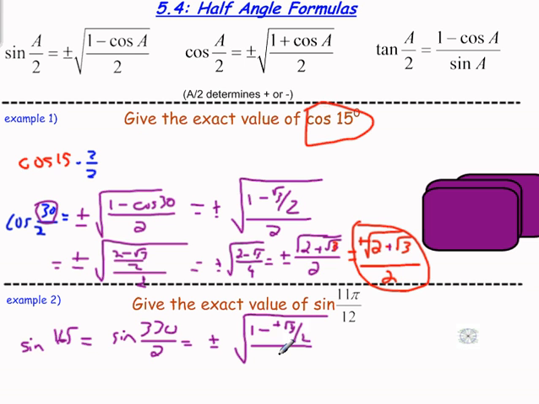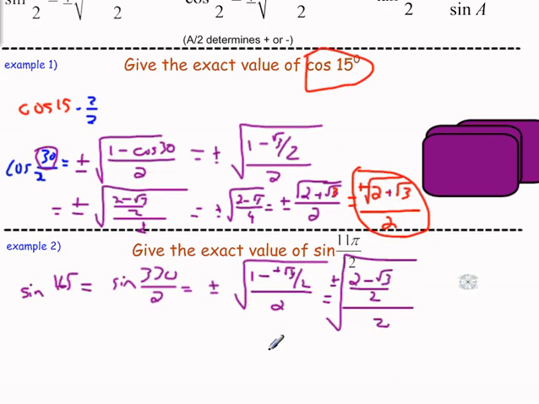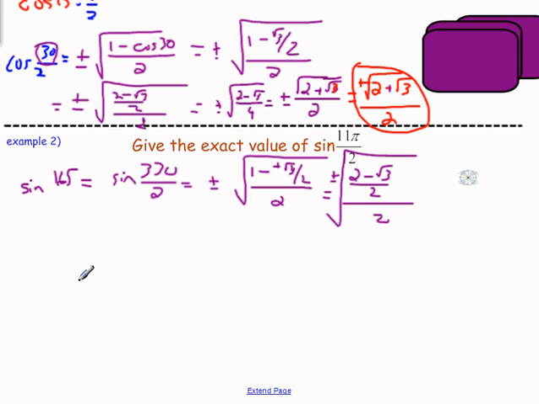All over 2. So you have 2 minus root 3 all over 2, all over 2. And now you're starting to see a pattern probably here. A lot of these are going to work out very similarly. So we have square root 2 minus root 3 all over 4.